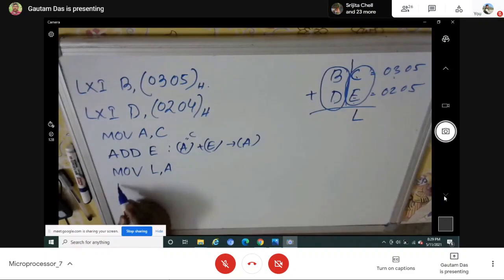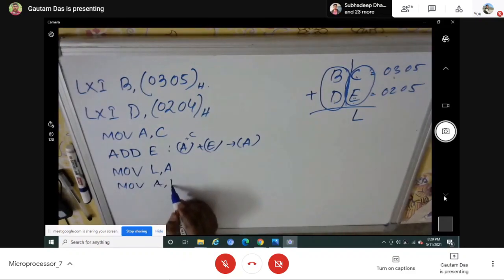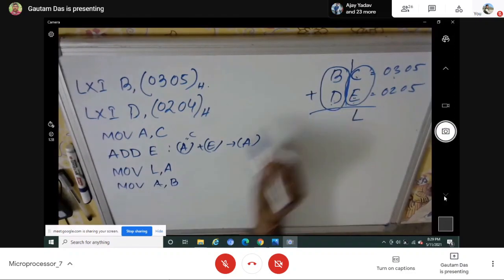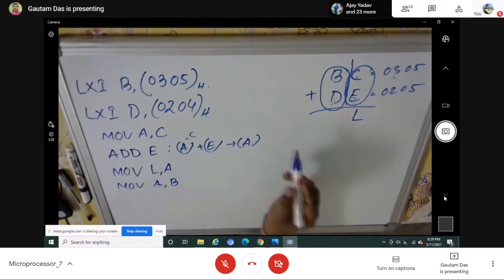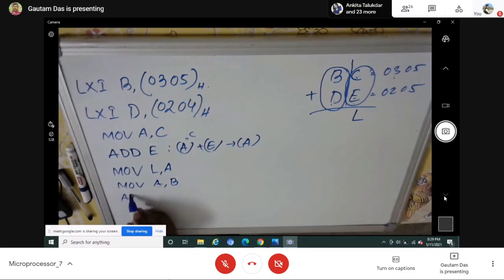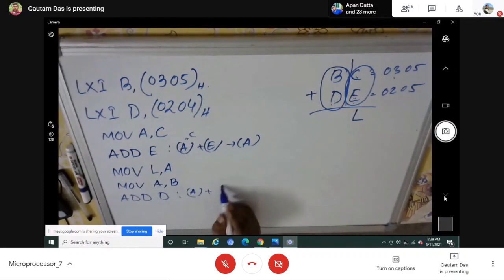So again, one of the data out of B and D you move into accumulator because it's required for addition. That one data must be in A. MOV A, B. Then you have to add A with D because B is already moved to A. So now A plus D, that instruction is ADD D. What happens? A plus D is performed and the result will be at A. Now here A is nothing but the content of B. You want to add B plus D. So B plus D is performed.